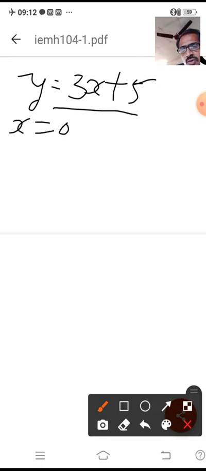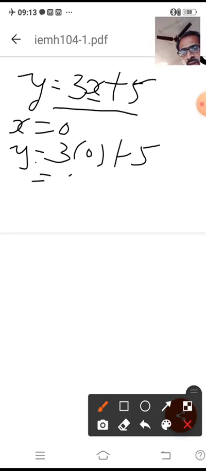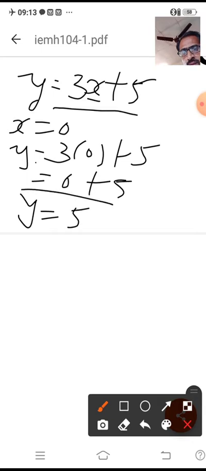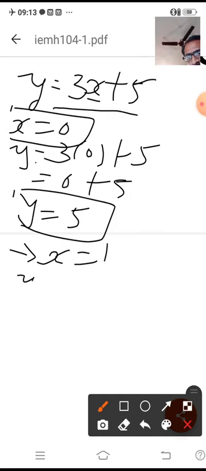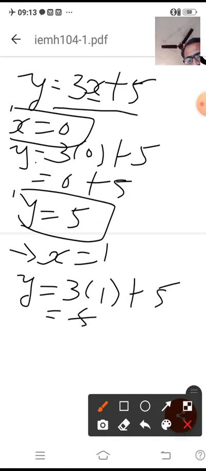x equal to 0, then I will get y equals 3 instead of x, 0, plus 5. So 0 plus 5, I will get y equals 5. The first solution I have obtained is x equal to 0 and y equal to 5. If I take x equals 1, then I will get y equal to 3 bracket 1 plus 5. So 3 plus 5 is 8.